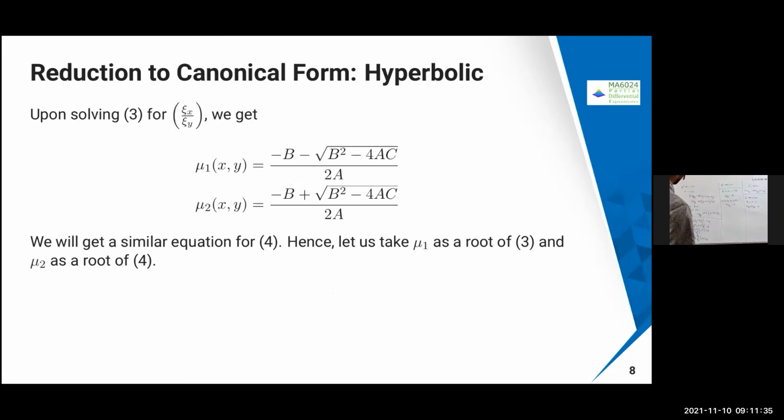So if I solve that first equation for chi x by chi y, I'm going to get the solution of this problem. Two roots are going to come because it is a quadratic equation. So those two roots I'm going to write this way. I'm going to write the first solution as nu 1 of x comma y, which is minus b plus or minus square root of b square minus 4ac divided by 2a. Nu 2 of x comma y, I'm going to write as minus b plus square root of b square minus 4ac by 2a.